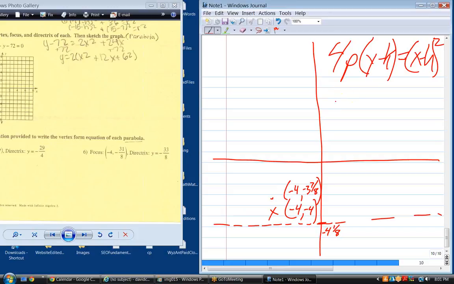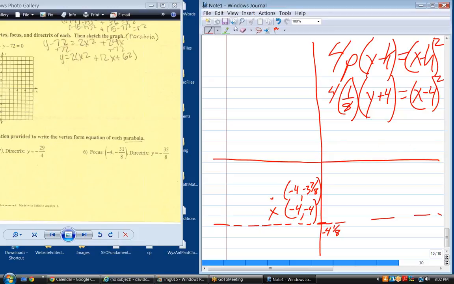What's P? Isn't that just negative 4, negative... Oh, remember, P is the distance from the vertex to the focus, or from the vertex to the directrix. 1/2. 1/8. Okay, so P is 1/8. So we have 4 times 1/8 times y plus 4, because k is minus 4, equals x minus 4 squared.